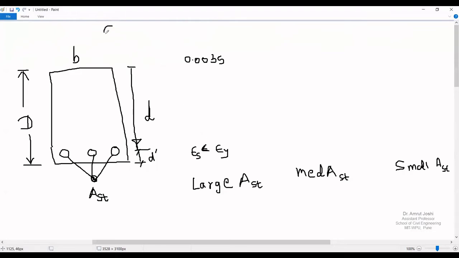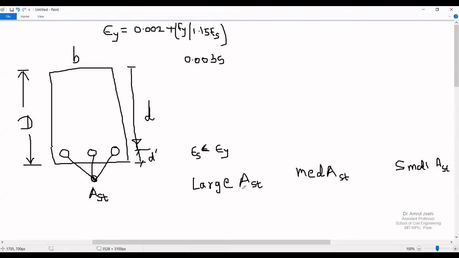We have already discussed what is the yield strain of steel for Fe 415 and Fe 500. That value is 0.002 plus Fy upon 1.15 Es, where Es is the modulus of elasticity of steel and Fy is the yield stress. You can look at the roots of this expression in this video.